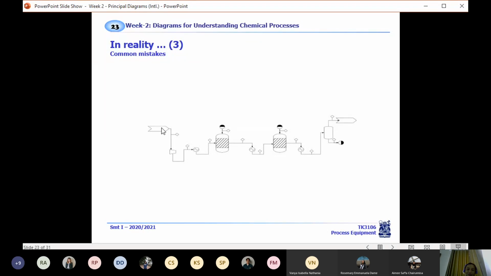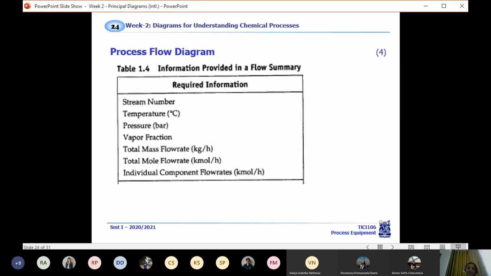There is no information about the inlet, no information about the unit operation, no information about the heat exchanger, and many other things. So please do not copy like this one. And then I will continue with the process flow diagram.